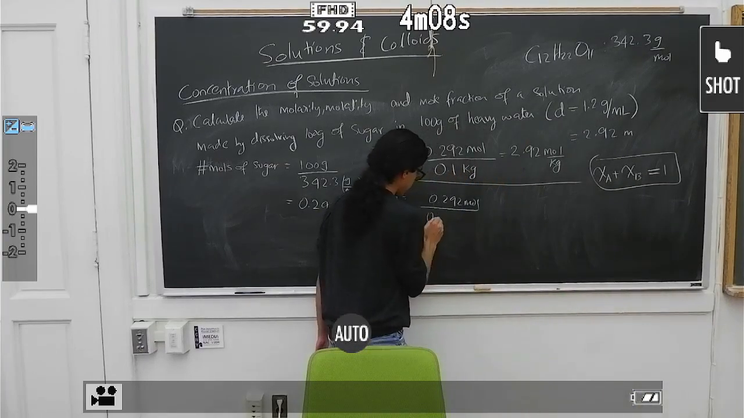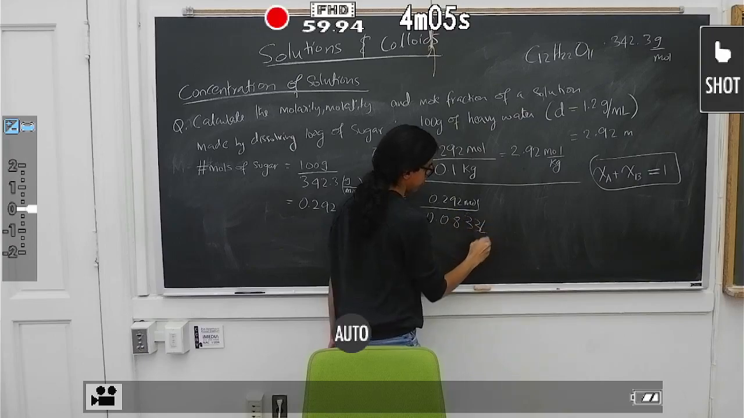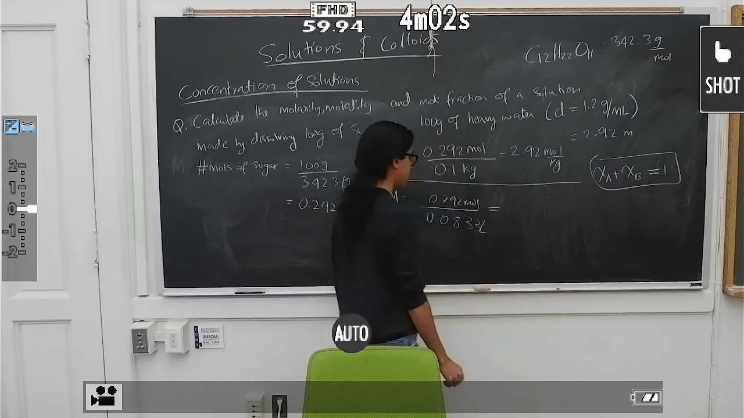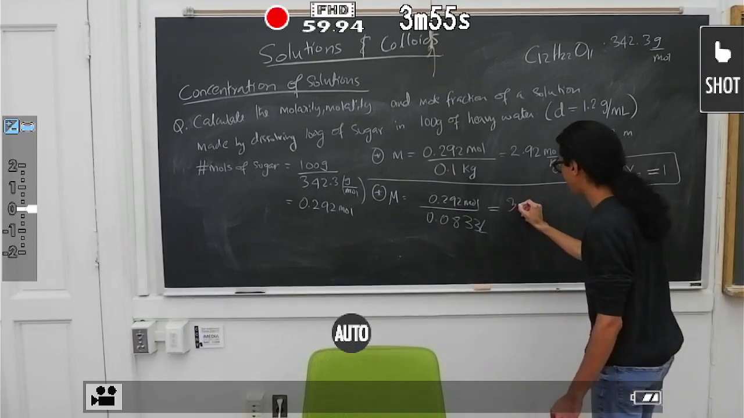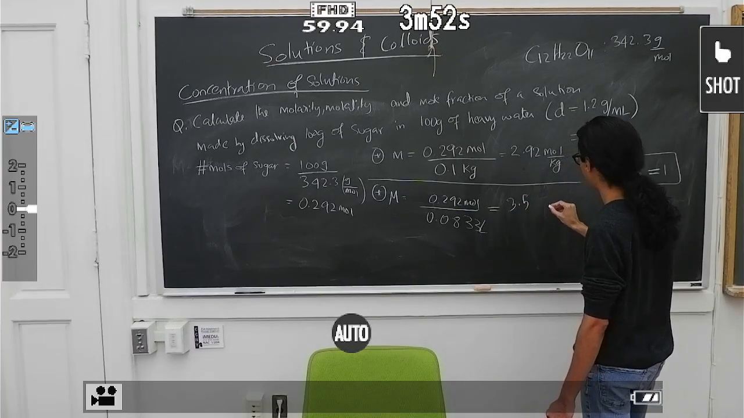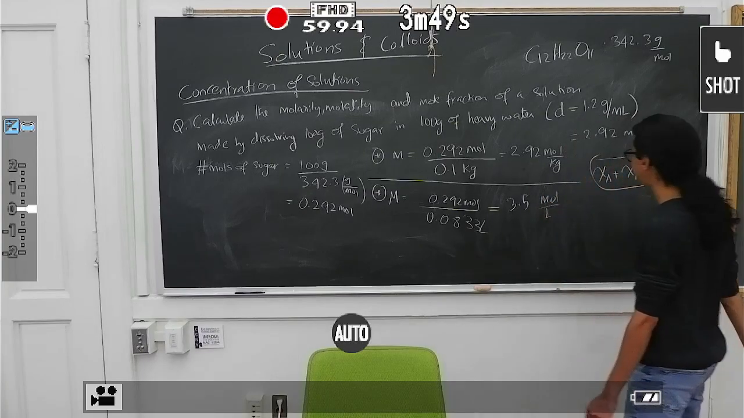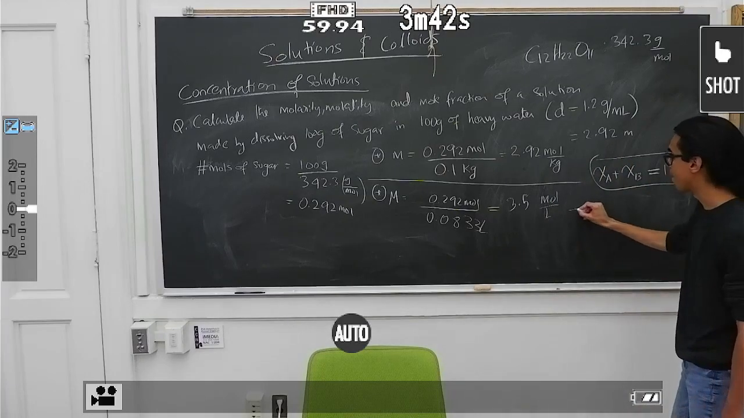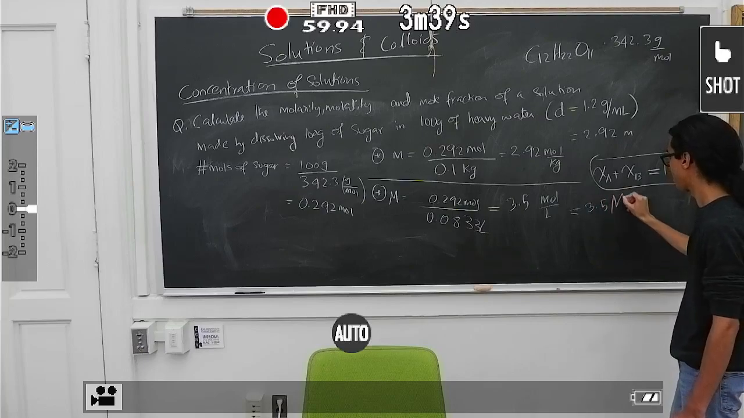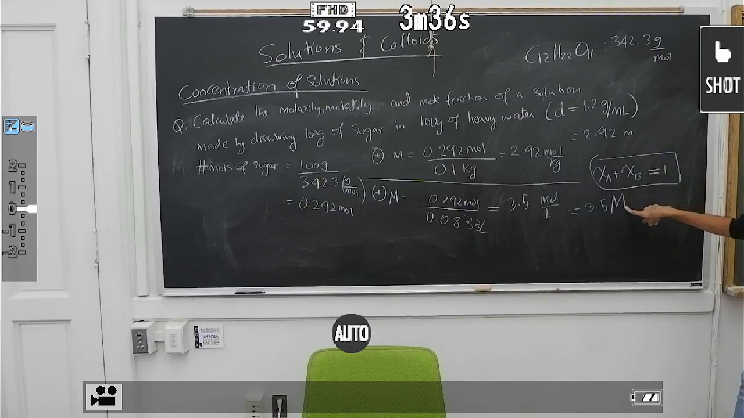So 0.0833 is our liters of solution, roughly. What is that? About 3.5 moles per liter. Moles per liter also has an abbreviation. It's big M. If this is molal, what do you think big M is? Molar, M-O-L-A-R. Molarity unit is molar. Molality unit is molal. Okay.